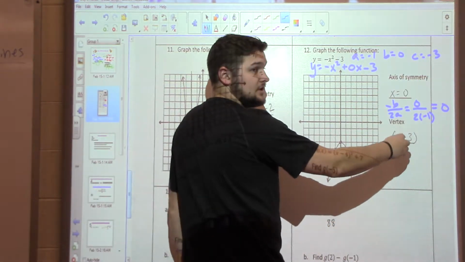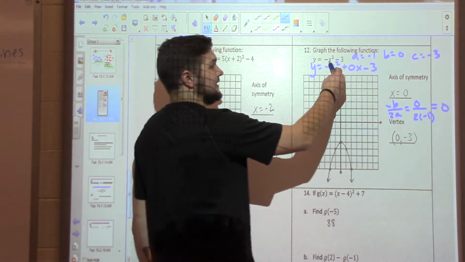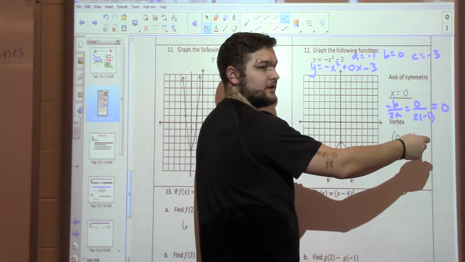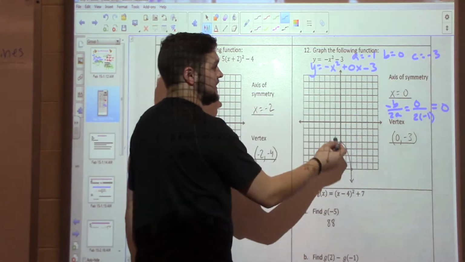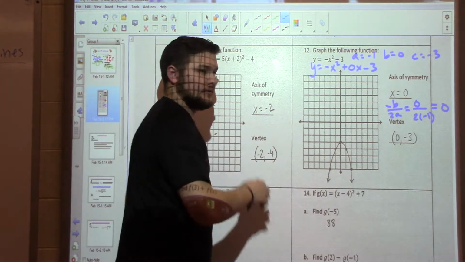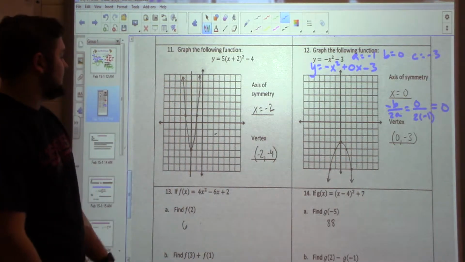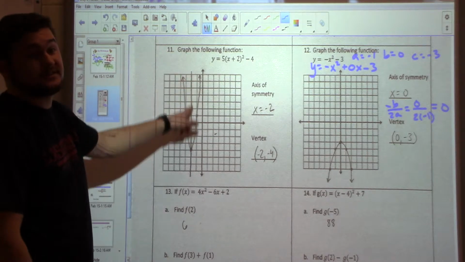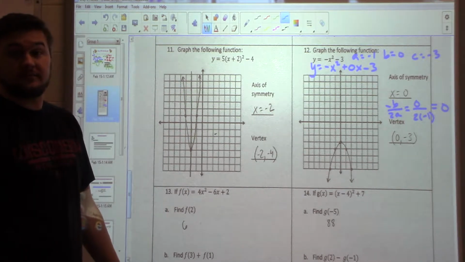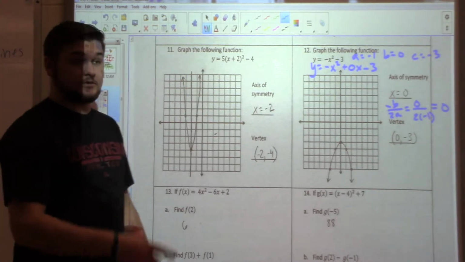So my x value is 0. And if I plug it back into here, I get negative 3. So that's where I get 0, negative 3. And then I look at my a value, it's negative 1. Instead of going 1 right, 1 up, 1 right, 1 down, it's 1 right, 3 down. Okay? Also, make sure your axis of symmetry is a dotted line, right? Not a solid line. Okay? Does that answer your question for that one?